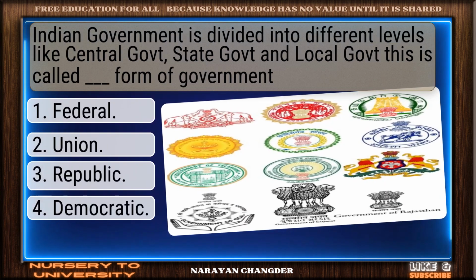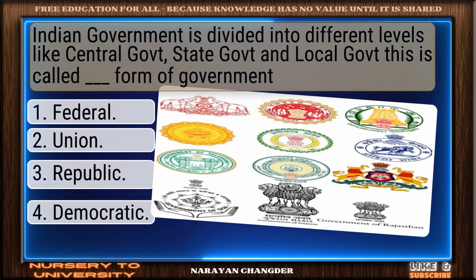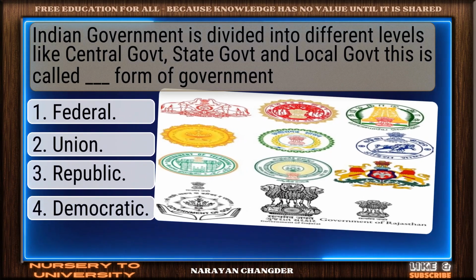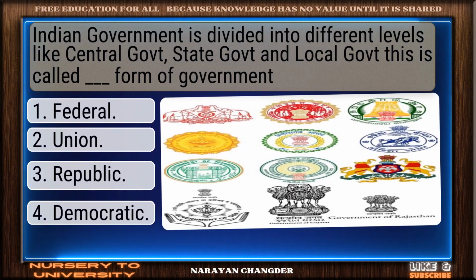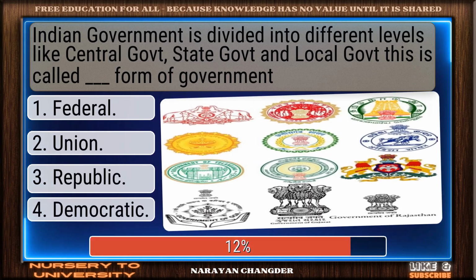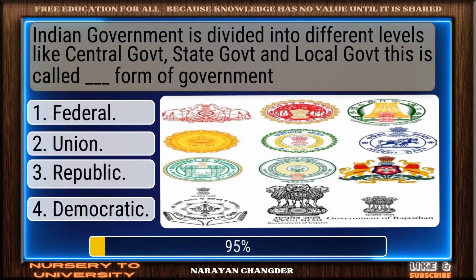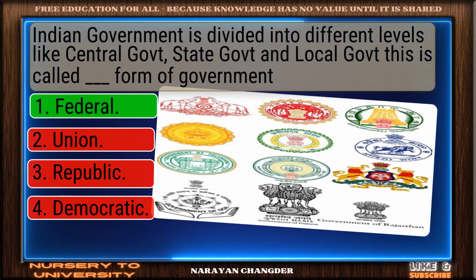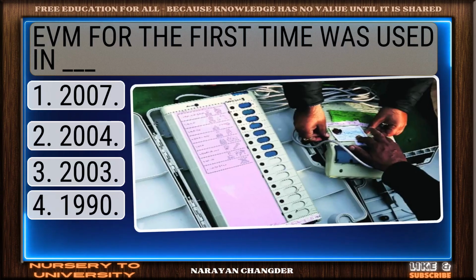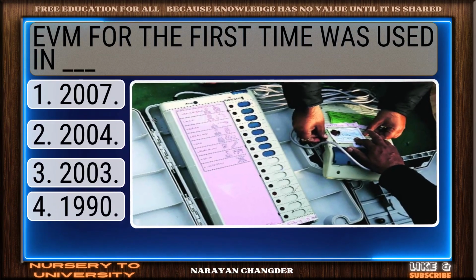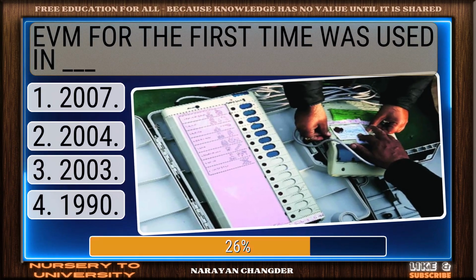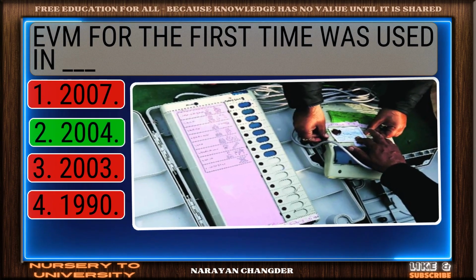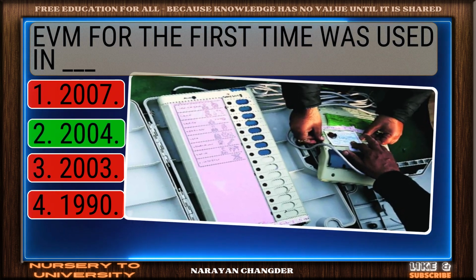Question number 12. The Indian government is divided into different levels like central government, state government, and local government. This is called a form of government. Clear logic. Your choice, federal, is sound and 100% true. Question number 13. EVM for the first time was used in? Well done. 2004 is the right choice.